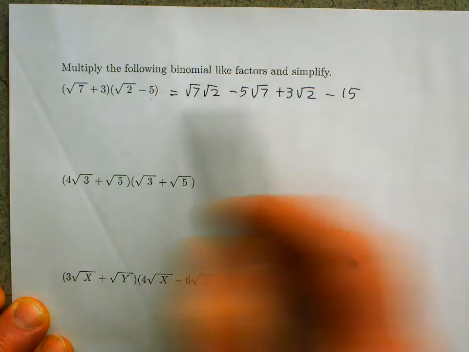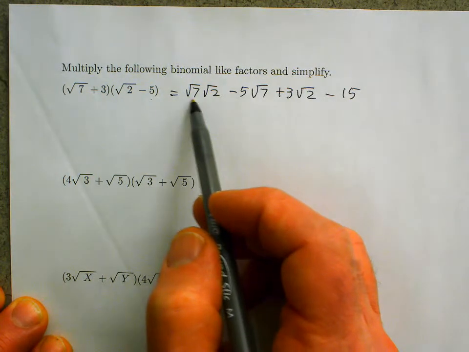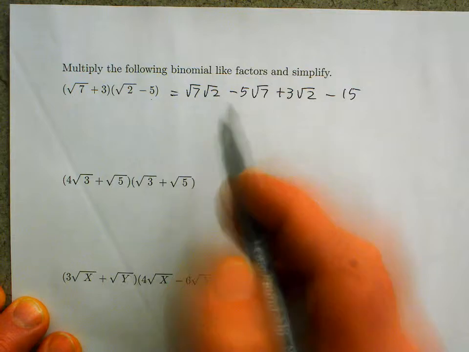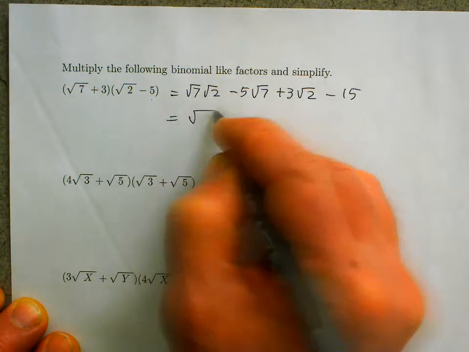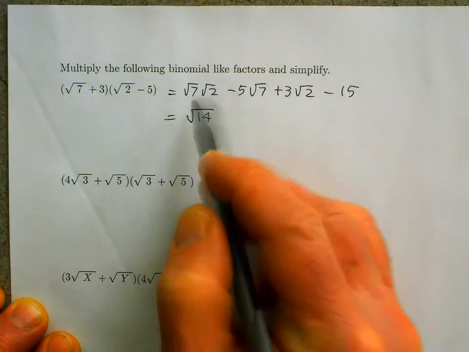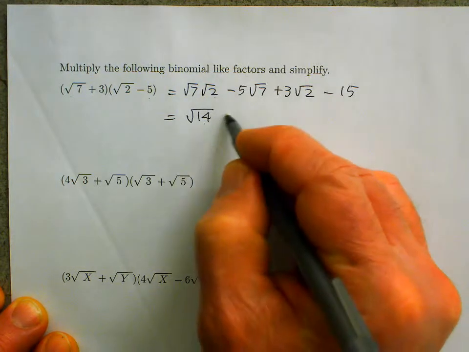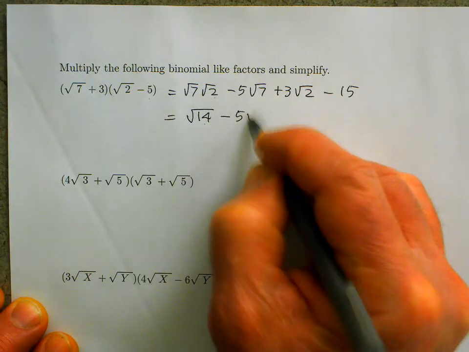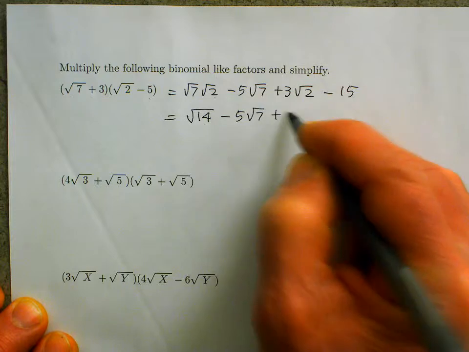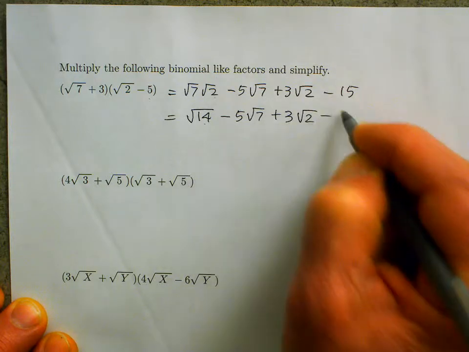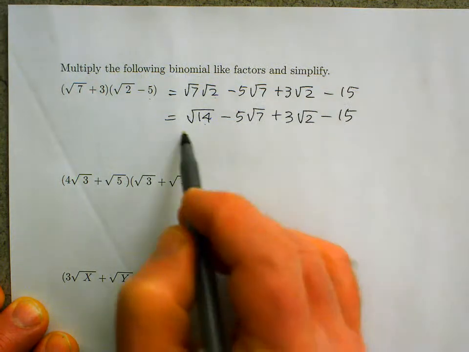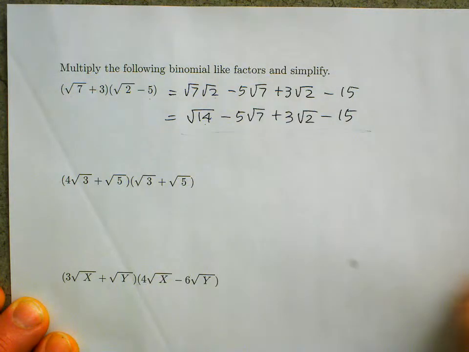And the only thing that can be simplified here is the square root of 7 times the square root of 2, which is the square root of 14, because 7 times 2 is 14. And all of the other terms are different. We cannot simplify any further than that.